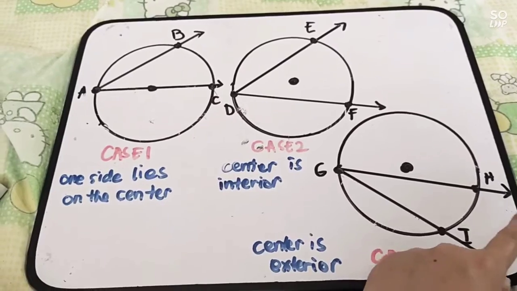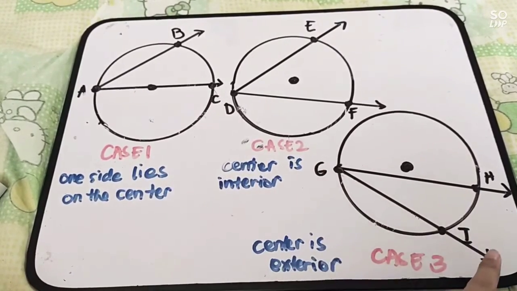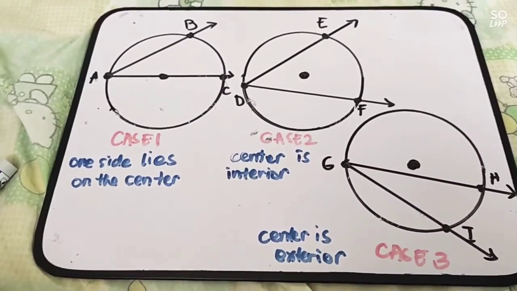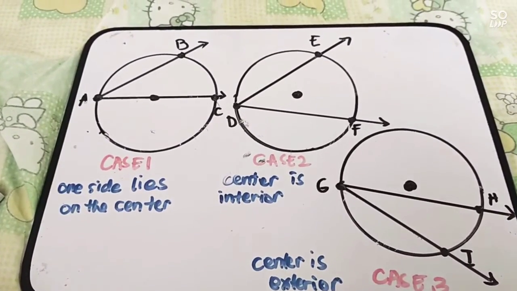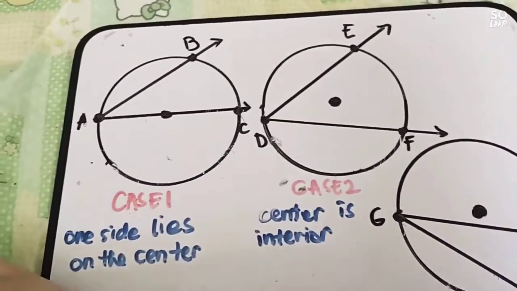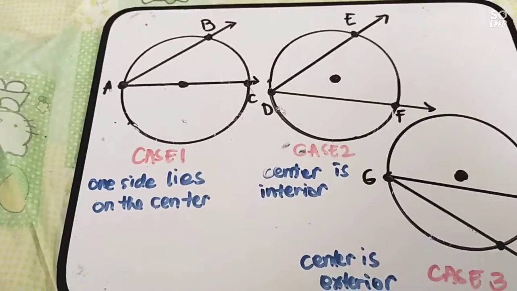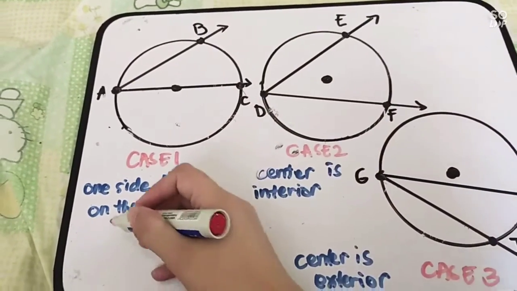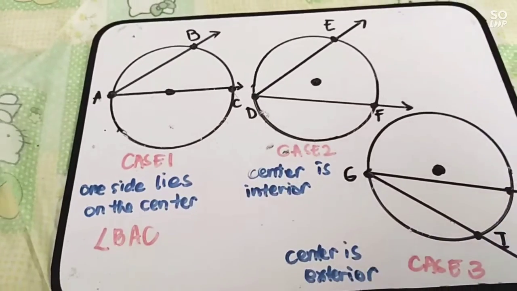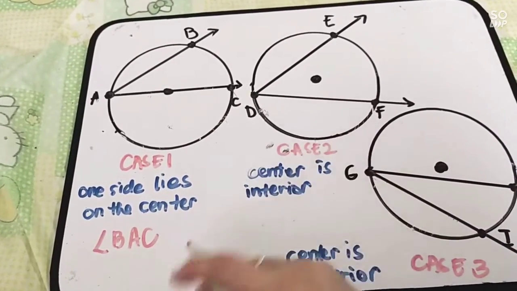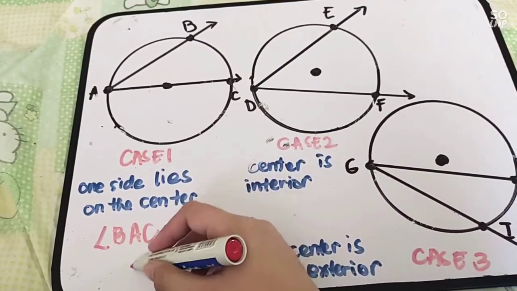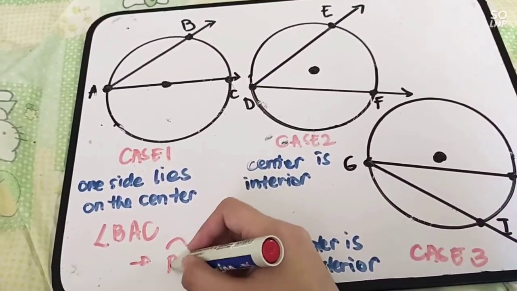And in case 3, the center is exterior. Meaning, the inscribed angle is outside of the center. Okay, those are the 3 cases. Okay, now, let us find the inscribed angle in case 1. In case 1, the inscribed angle here is angle BAC. Okay. And what is the intercepted arc of angle BAC? The intercepted arc here is arc BC.